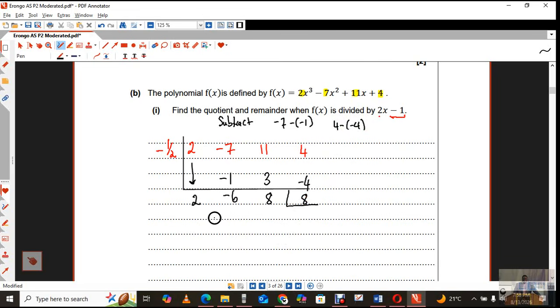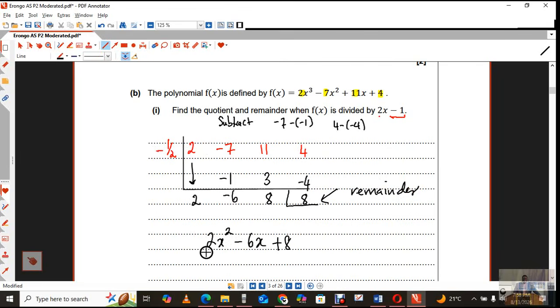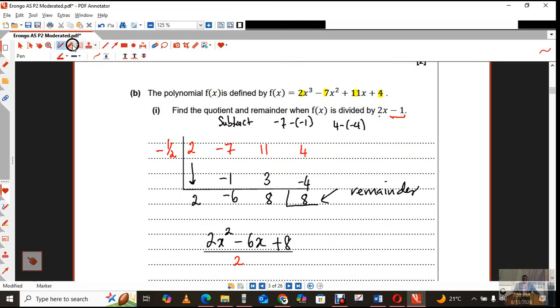So eventually, I'm not yet done. I'm just going to write down what this now indicates. This is 2x, 1 power less than that, 2x squared minus 6x plus 8. The remainder is the remainder. There's nothing that I will be doing. I'll just carry it over. But because I have a division of 2 here, I must also divide all of this. I must divide essentially by 2. Okay? So I'm going to divide it by that 2 over there.